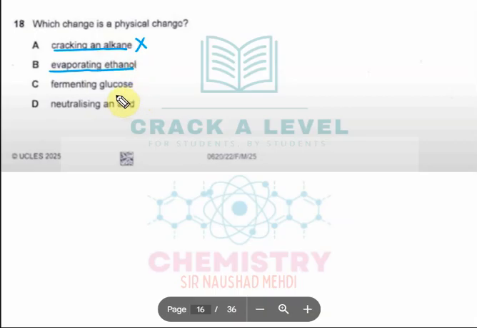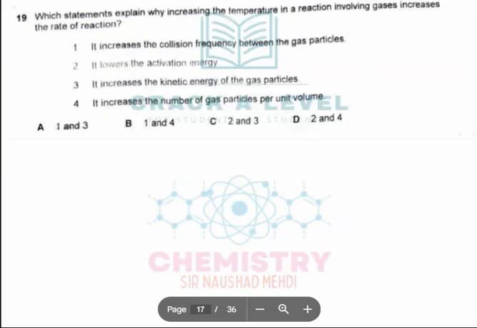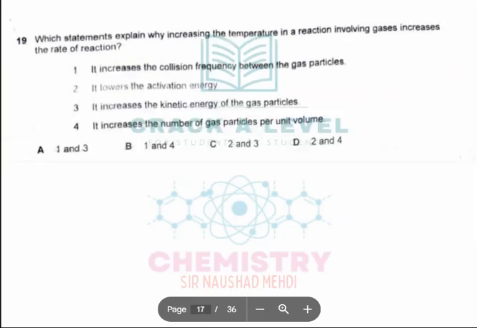Evaporating of ethanol. Evaporation means it is only converting from a liquid state to a gaseous state. So chemically there is nothing changing in it. So this is the correct answer, which is a physical change. The next one, MCQ number 19. In MCQ number 19, it is saying that which statement explains why increasing the temperature of a reaction involving gases increases the rate of the reaction.